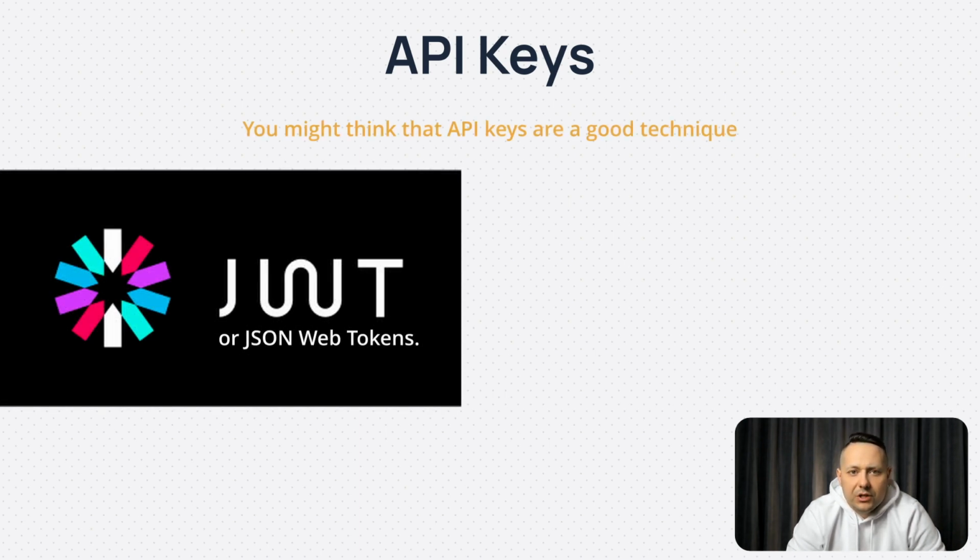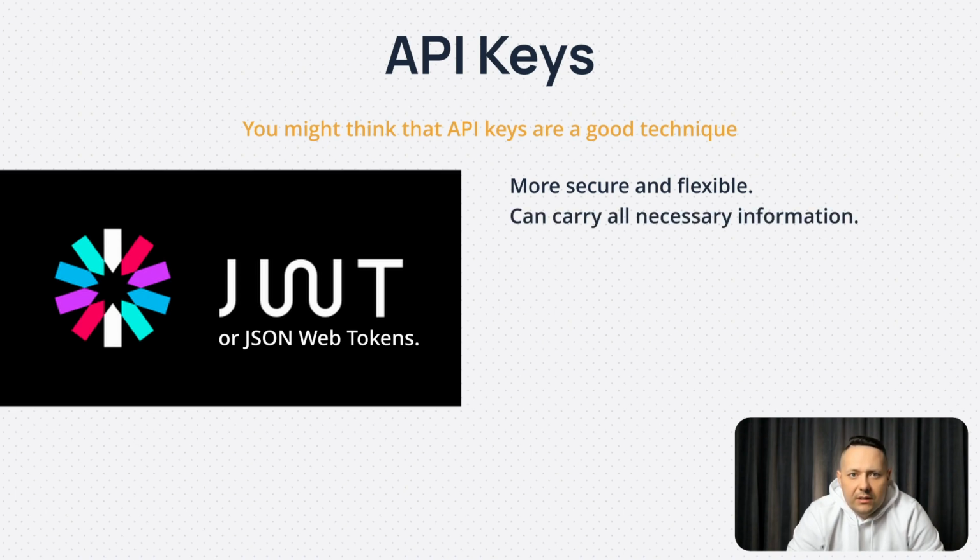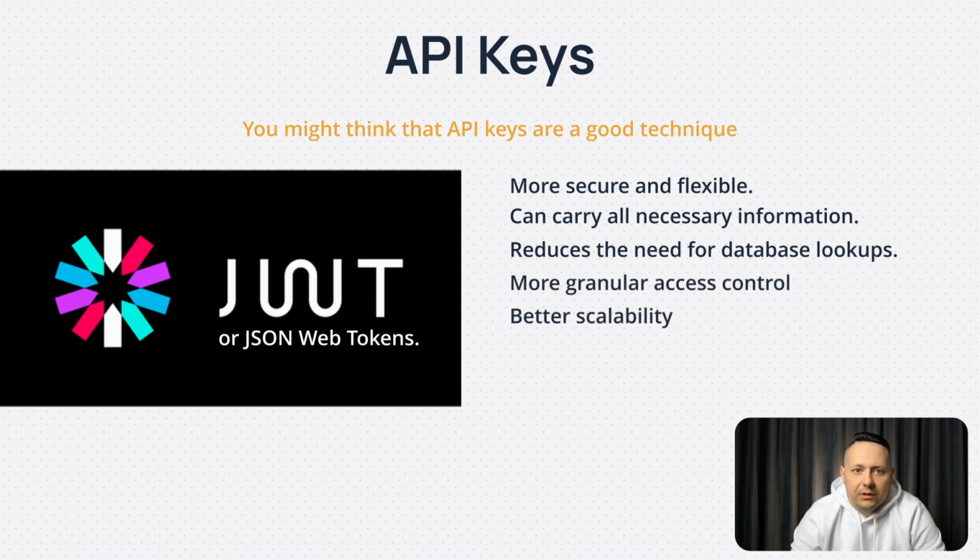You might think that API keys are a good technique, but there is a better solution to this: JWT, or JSON Web Tokens. JWTs offer a more secure and flexible way to handle authentication and information exchange. Unlike static API keys, JWTs can carry all necessary information. This information can include permissions, user identities, and other data, all in a compact, self-contained token. This not only reduces the need for constant database lookups, but also allows for more granular access control and better scalability. Plus, JWTs are designed to be secure using robust signing algorithms to prevent tampering. For applications requiring detailed access control, user state information, or improved scalability, JWTs present a compelling alternative to traditional API keys.